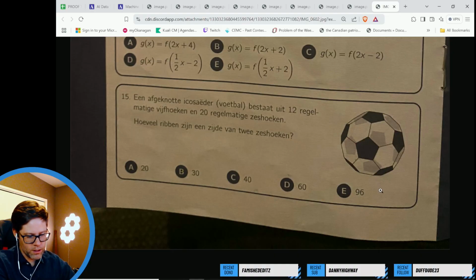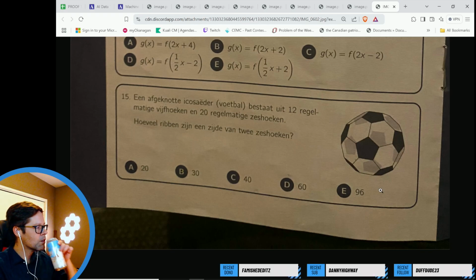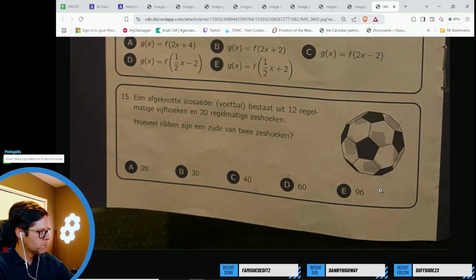There's definitely a football. 12 regular-sized pentagons and 20 regular-sized hexagons. Yeah, Euler's formula. That sounds about right.